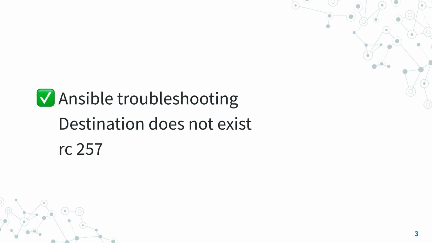Now you know how to troubleshoot the Ansible fatal error "destination does not exist" message, return code 257. Sometimes the error is easy, just a typo, sometimes it's a misspelled configuration file, and sometimes it's something more complicated and the file doesn't really exist. Now you know all the root causes and how to troubleshoot them one by one.